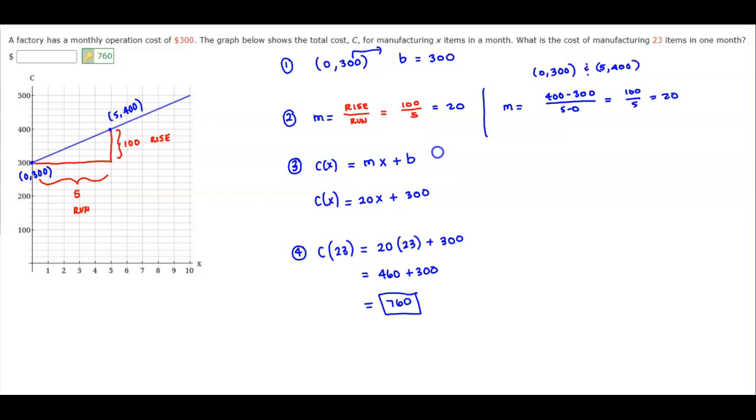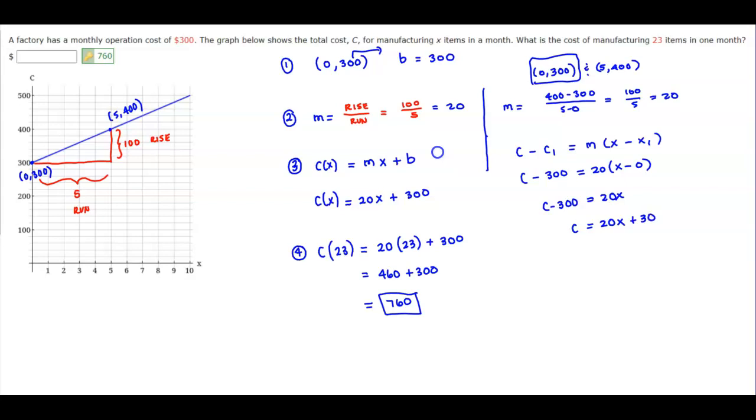which is 100 divided by 5, which still gives us 20. And then instead of using the slope-intercept form, you would have had to use the point-slope form. That would be c minus c1 equals m times x minus x1. So we're going to use this point here. So it'd be c minus 300 equals the slope of 20 times x minus 0. So we'd have c minus 300 equals 20x. And if we add 300 to both sides, we get 20x plus 300.